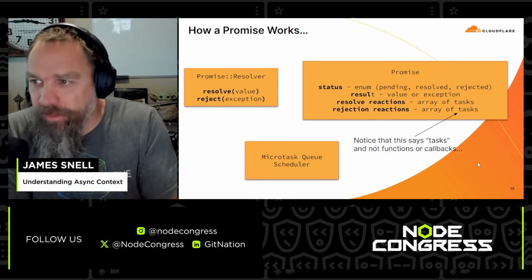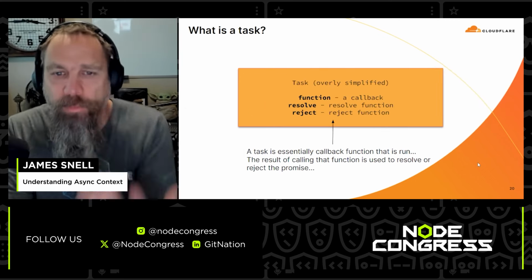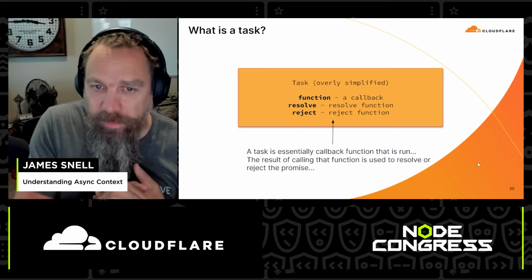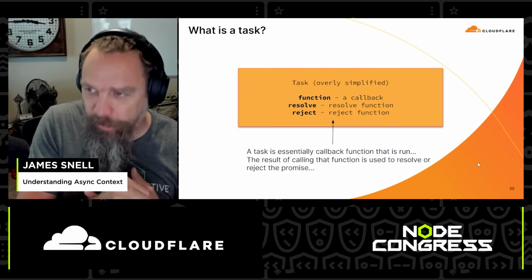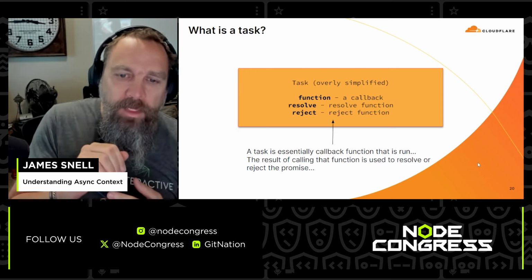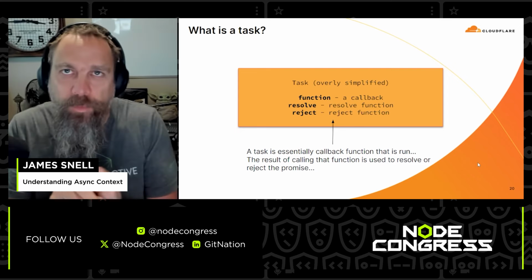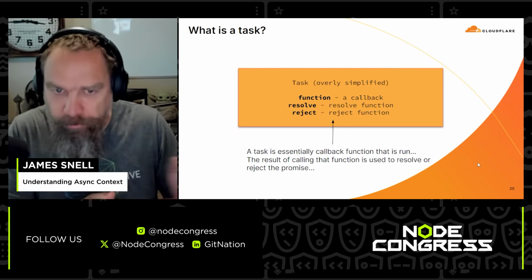And these are callbacks that are invoked. A task is not quite the same thing. A task is a bit more than just the callback. The task has the function, right? And then it has a resolve and reject function attached to it, okay? And it is used to perform the next step in a promise chain, okay?